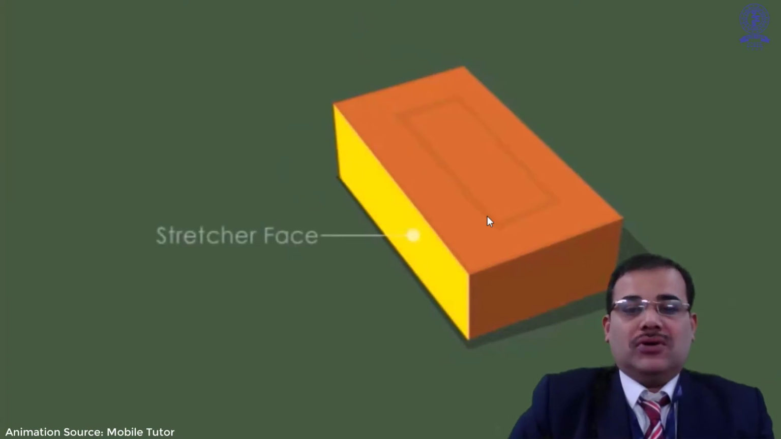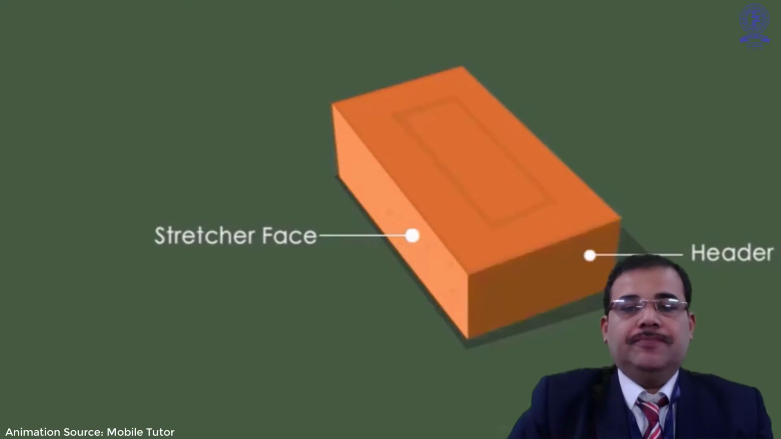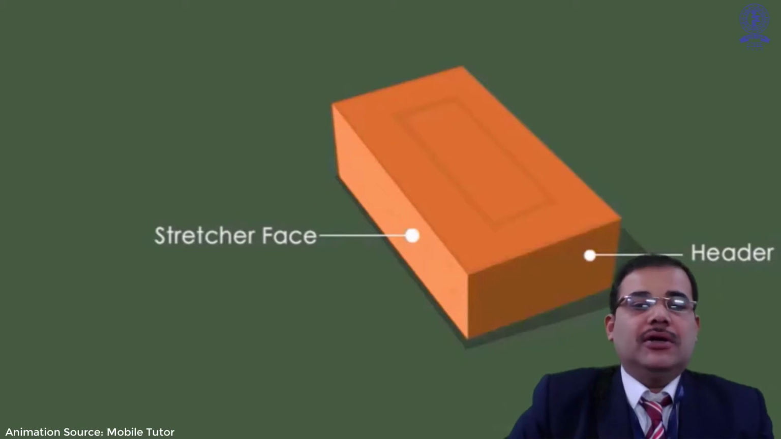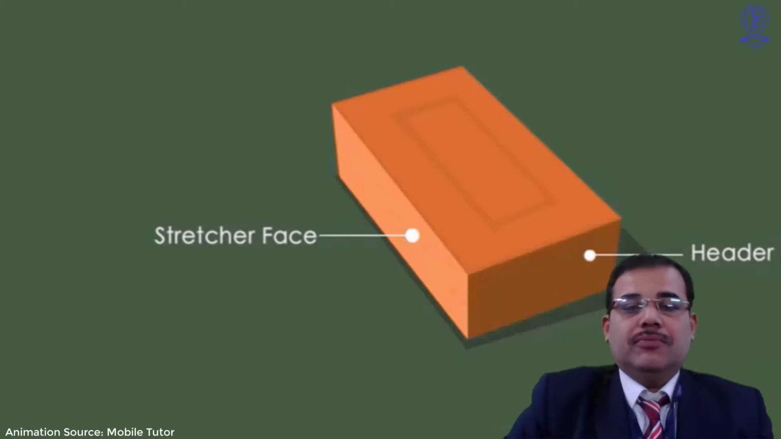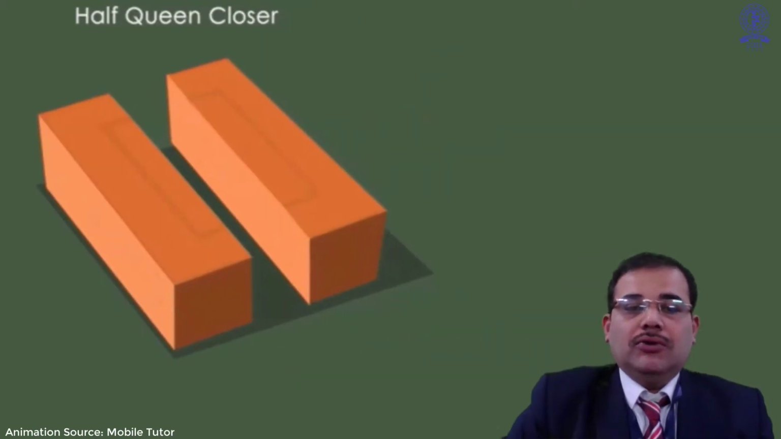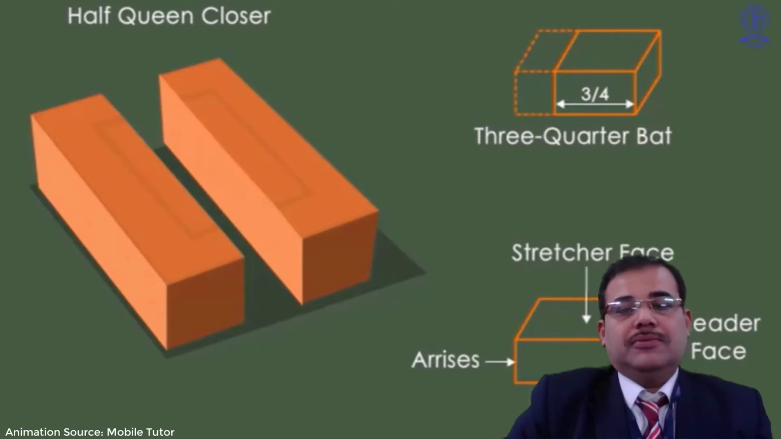That depression is called the frog. Along with this, this is the stretcher face and this is the header face of the brick. Now, to maintain staggered joints, a staggered joint pattern is necessary to improve the strength of the wall, so that it has lateral stability and cracks will not develop during construction. For that, we always need to cut the brick, either in a vertical line or a horizontal one. This is a half queen closer, when the brick is cut along its length.